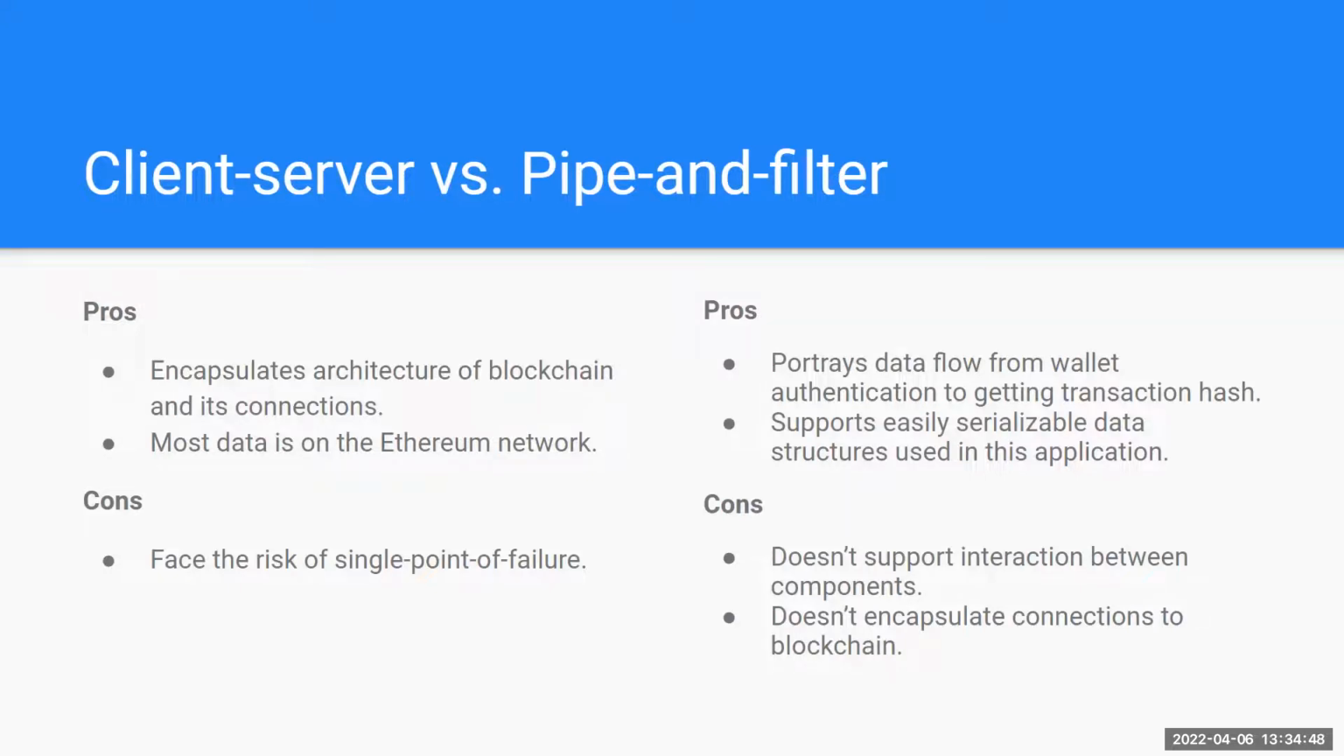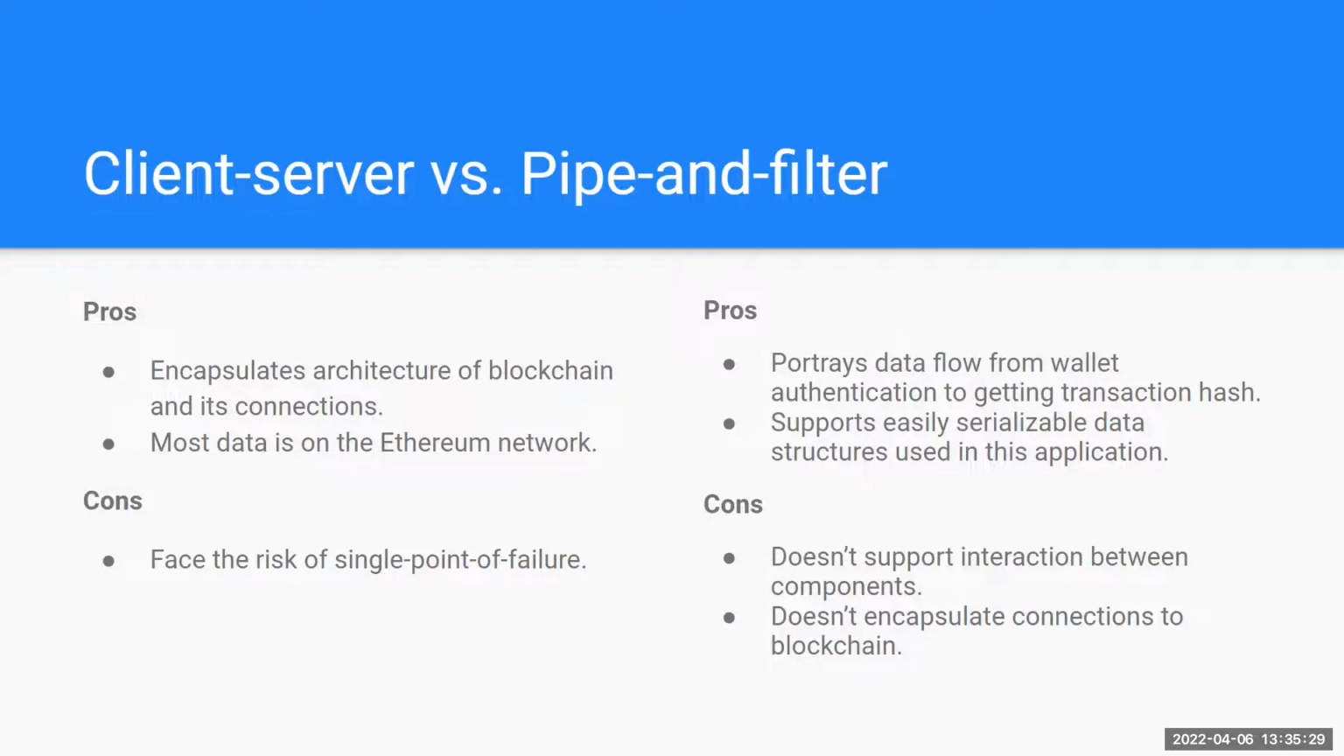And so some pros of the pipe and filter model is that it portrays data flow from the wallet authentication to getting the transaction hash, and it supports easily serializable data structures used in this application, which means the data flow in this application is very simple, easy to follow.